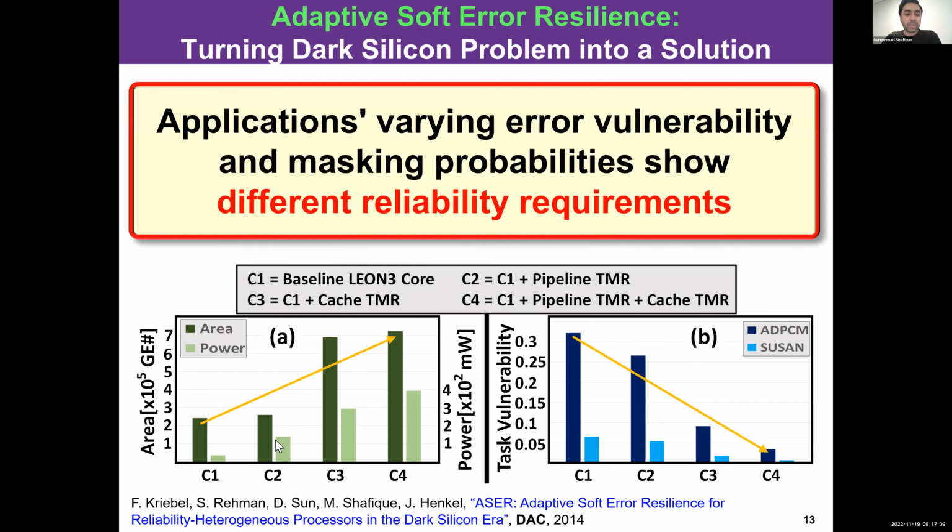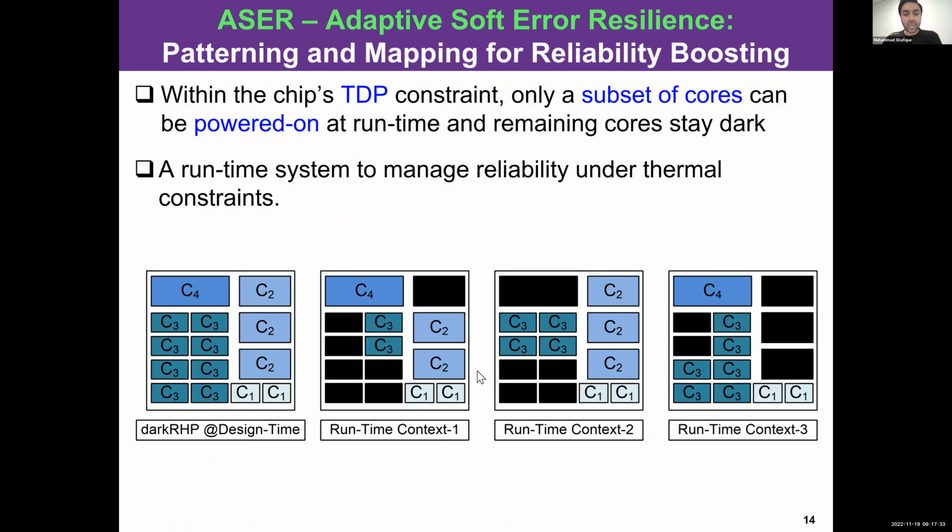But the bottom line that I'm trying to say is, if we generate cores with diverse hardening methods, we can realize a trade-off between the area and power that we have to pay for protecting these different components of the cores, versus the resilience and vulnerabilities of these tasks that we can obtain through different compiled versions, as well as running on these different variants.